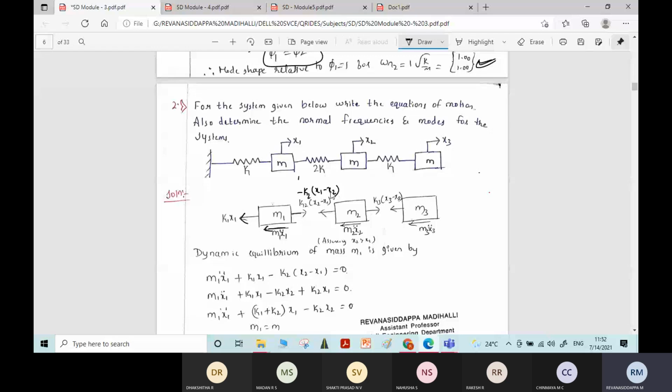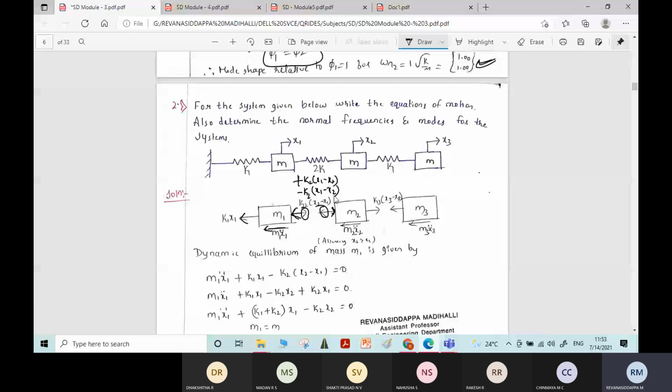If you want to convert this minus k2 into x1 minus x2 to plus k2 into x1 minus x2, what you need to do is change the sign here. While solving the problem in regular classes during the subject, I assumed like this: the force towards the mass and spring force here, I assumed as k2 into x1 minus x2. Both are one and the same only.